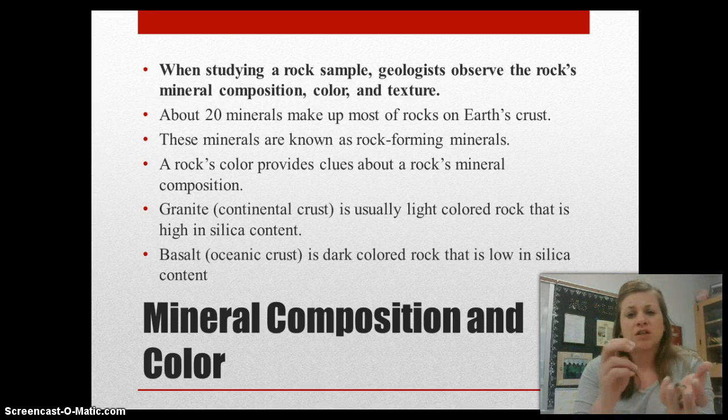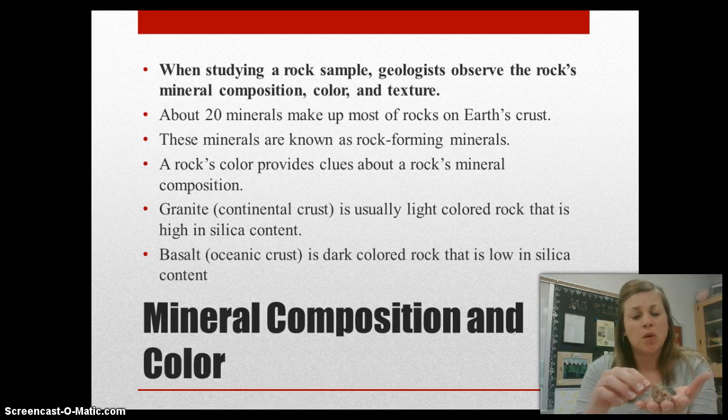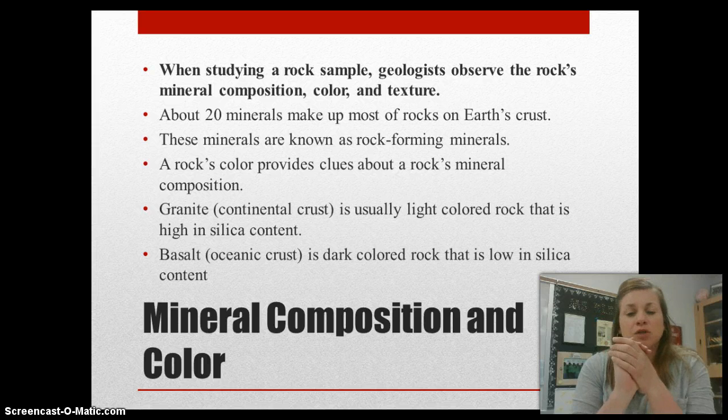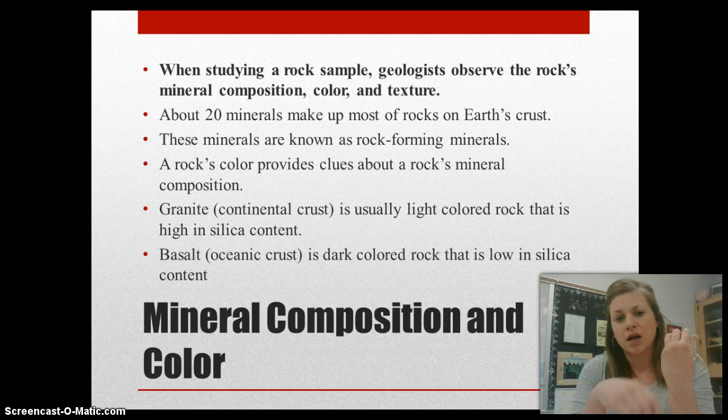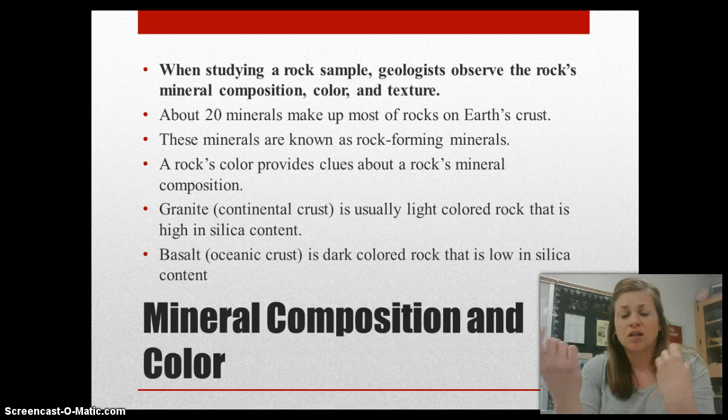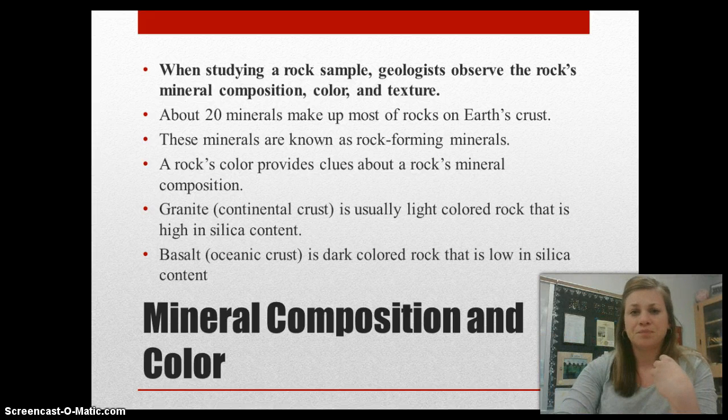A rock's color provides clues about a rock's mineral composition as well. Granite is continental crust. We talked about this last chapter. It's going to come up again. It's usually a light-colored rock that is high in silica content, and basalt is our oceanic crust. And this is dark and it's low in silica content. The silica content we'll talk about, but just know that the content of the silica determines the color and composition of the rock as well.